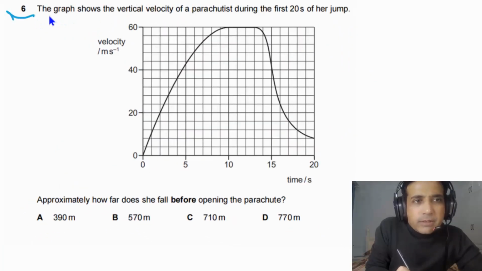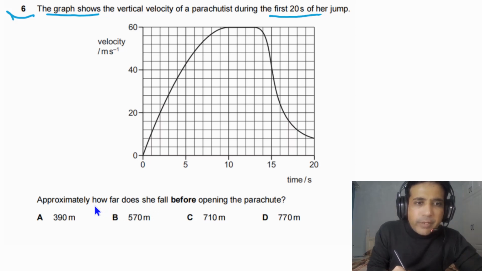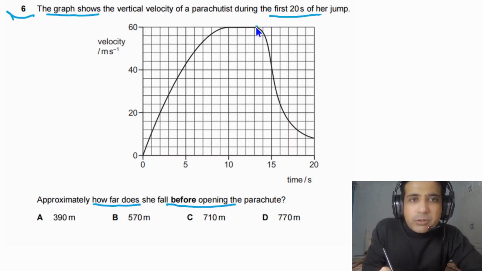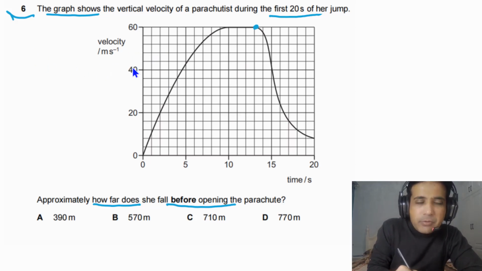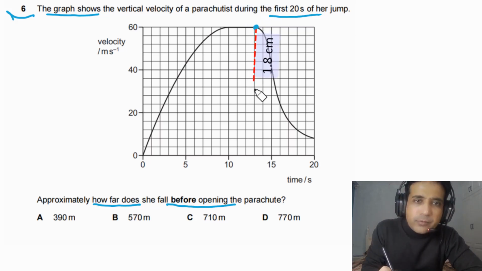For question number 6, it is given to us the graph shows the vertical velocity of a parachutist during the first 20 seconds of her jump. Approximately, we need to find out how far does she fall before opening the parachute. Before opening the parachute means she is opening the parachute at this point. So first thing, we need to mark this point. So she is opening at this point. Now we need to find out the distance, and we have velocity against time graph. So simply we need to calculate the area under this graph. So simply first of all, we can draw this line here, means we need to find out the area.